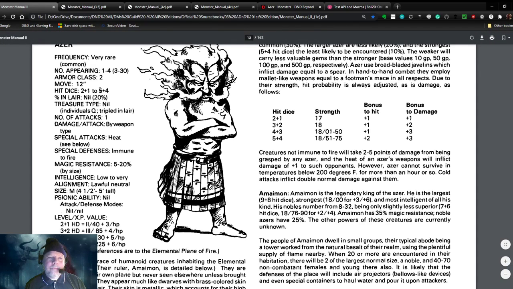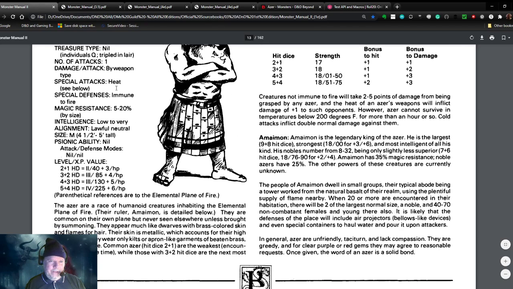They have a range of hit dice. There were not such things as challenge ratings back then, but you calculated the difficulty of the monster by its hit dice. So 2 plus 1 to 5 plus 4, that means 2 entire hit dice and then 1 extra hit point, or 5 entire hit dice and 4 extra hit points. Then treasure, and then special attacks by heat, and they're immune to fire. They resist magic.